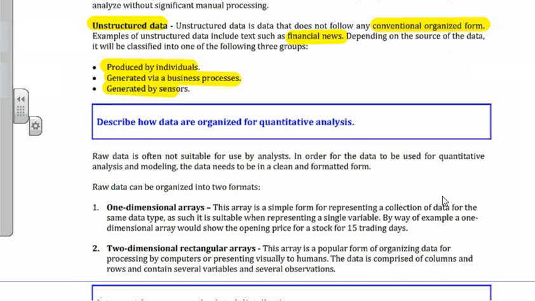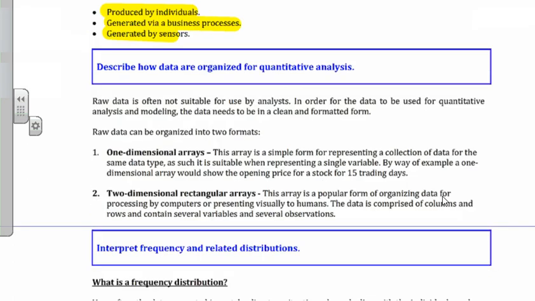Okay. We move down a little over here. Describe how data are organized for quantitative analysis. Generally speaking, raw data is often not suitable for use. Obviously, in order to make it a bit more useful, it needs to be cleaned. Raw data can be organized into two formats: one-dimensional arrays and two-dimensional rectangular arrays. Some people call them arrays or arrays, call them whatever you like, it's all good.